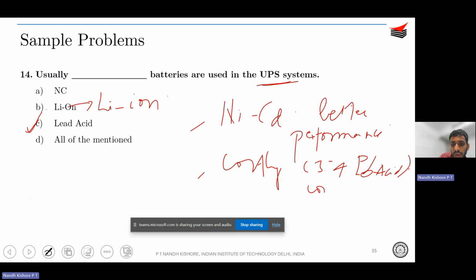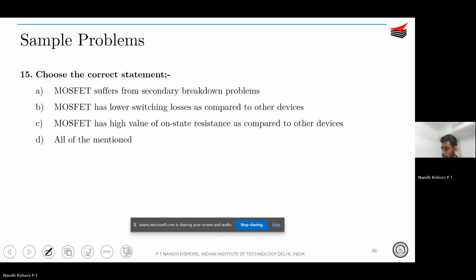Okay, 3 to 4 times costlier than lead acid. Therefore, nickel cadmium is not preferred. Generally, lead acid batteries are used in UPS systems, because mainly of its cost, we don't prefer nickel cadmium. Okay, so choose the correct statement.